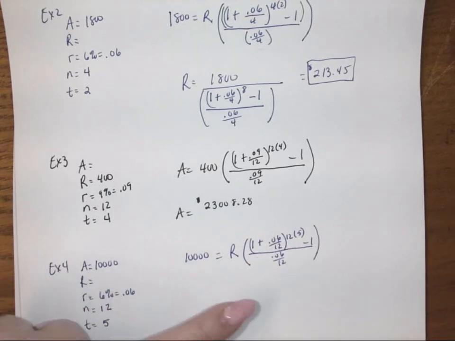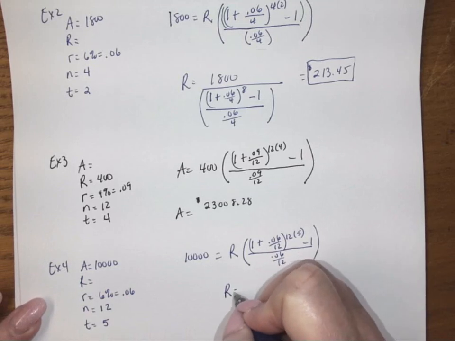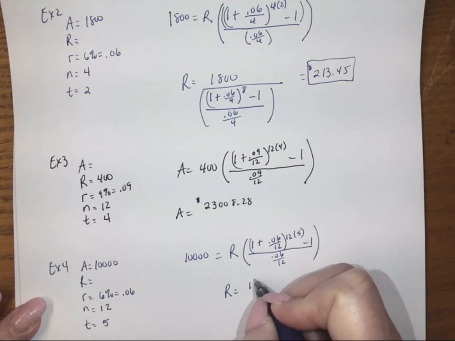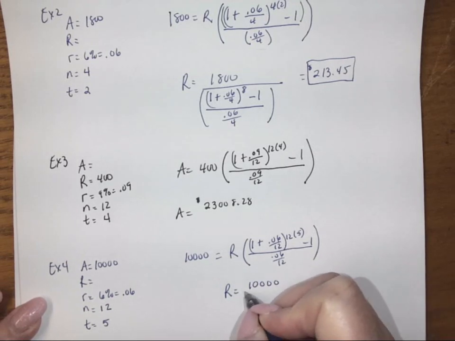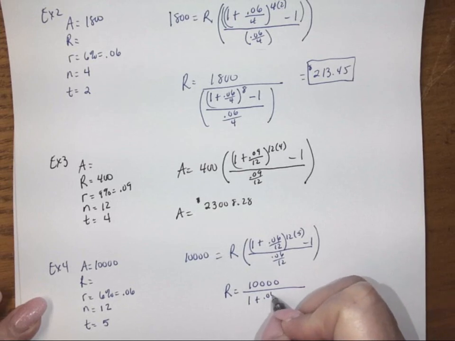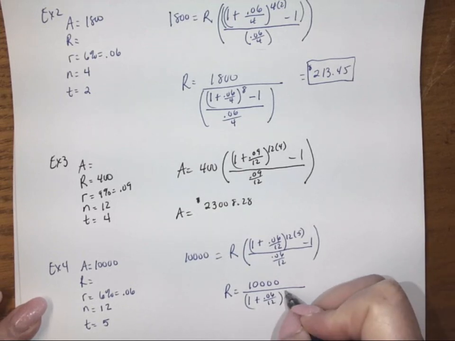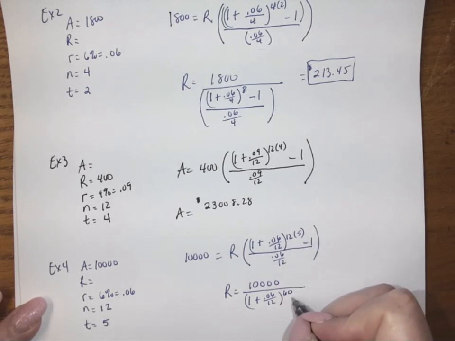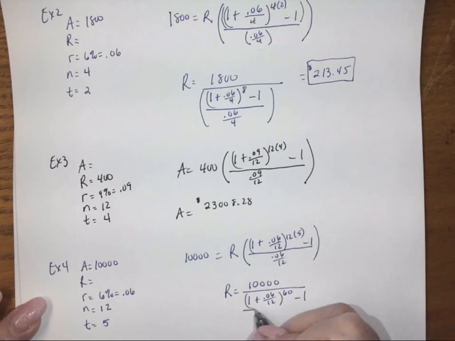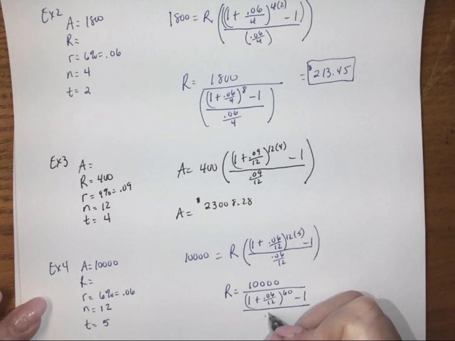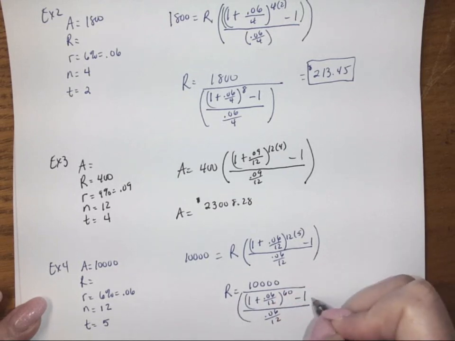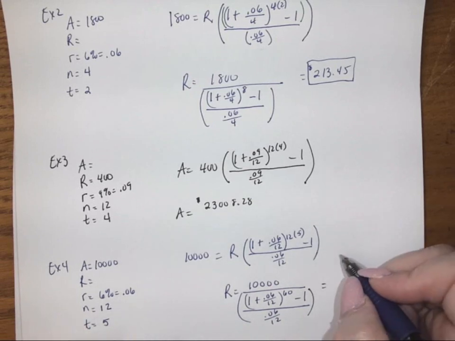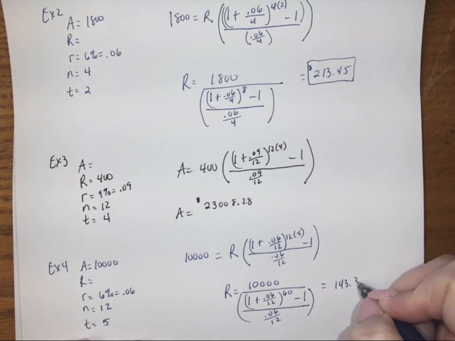So again, we're going to have to divide by the whole big part. So R is equal to our 10,000 divided by our 1 plus 0.06 divided by 12 raised to the 12 times 5, which we could write as 60 to make it a little bit easier in the calculator, minus 1, all over our 0.06 divided by 12. And when you do that, your R should be equal to $143.33.